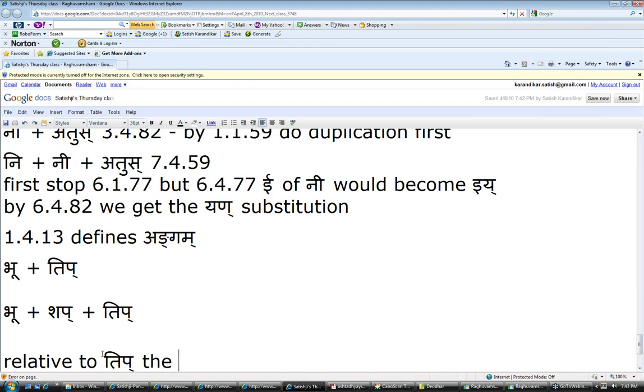The angam is bhu plus shap, and that's the important point. Not only the bhu. Start from bhu, and then come up to the shap. So now let's see what Kalpesh is saying. What is the angam? It is bhu plus shap.